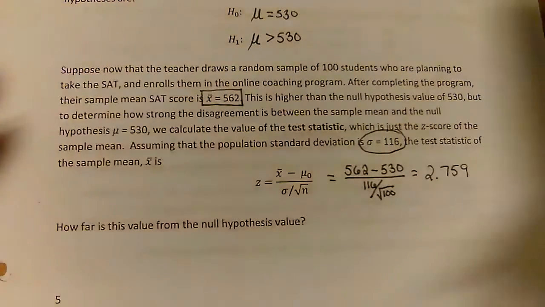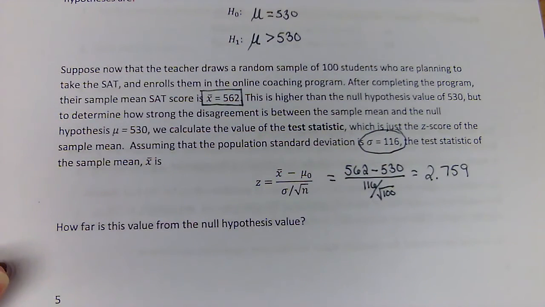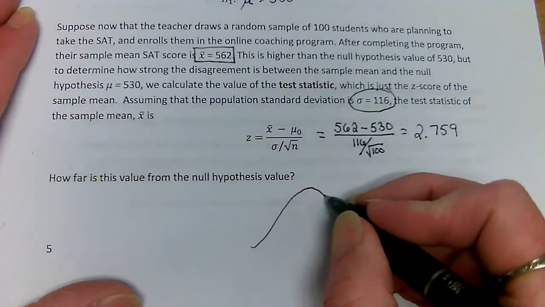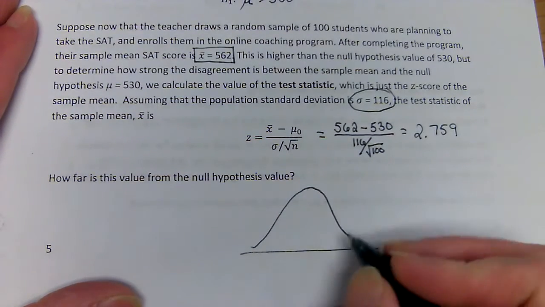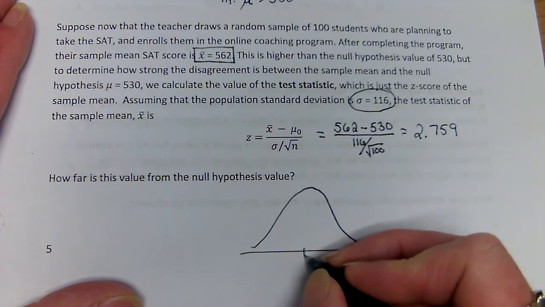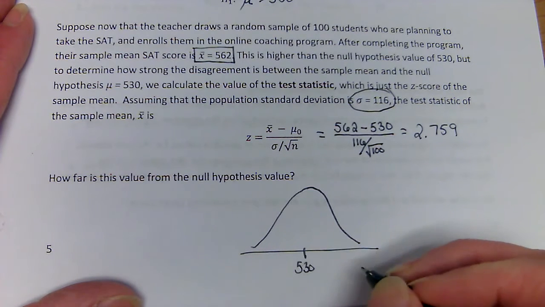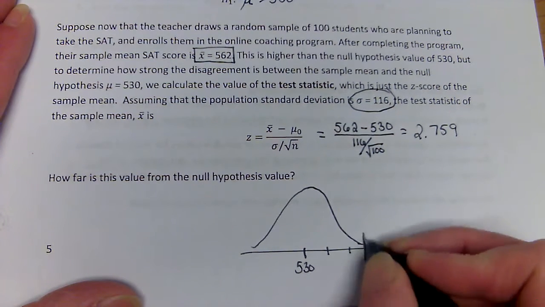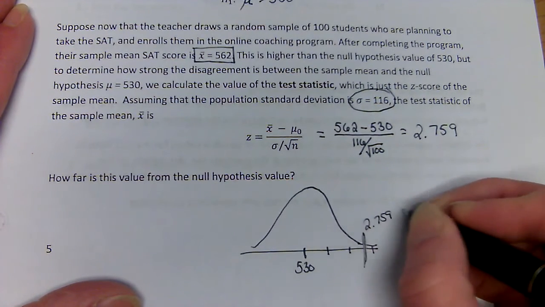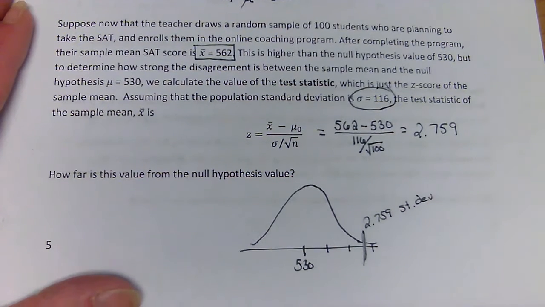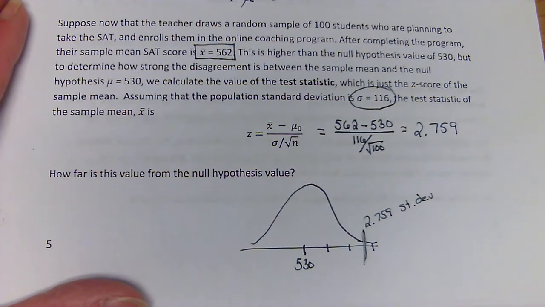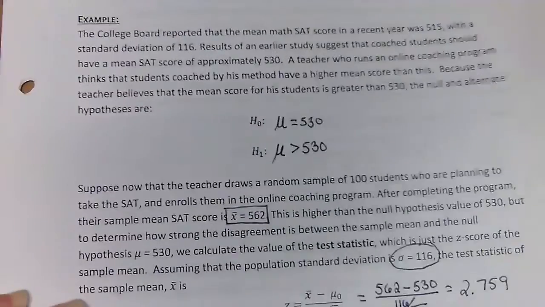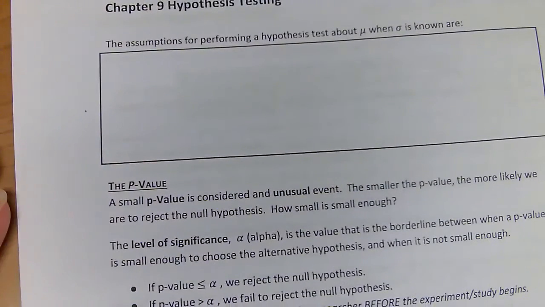And I get 2.759. That's 2.7 standard deviations away. If we think about when we draw a map here, so 530 would be in the middle. That's the one we're hypothesized about. And then 1 standard deviation, 2, 3. We are almost right here. That's 2.759 standard deviations away. Is that enough evidence? Well, we're going to figure that out. We're going to use what is called a p-value to see if it's far enough away.